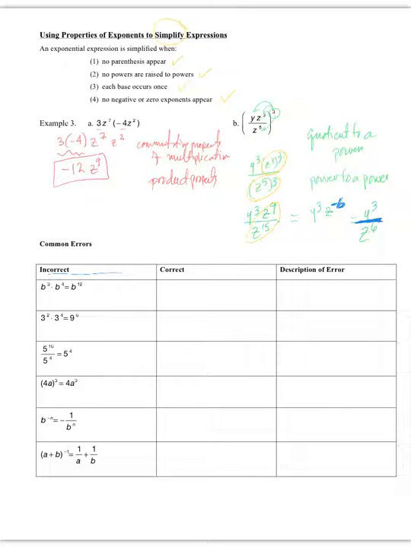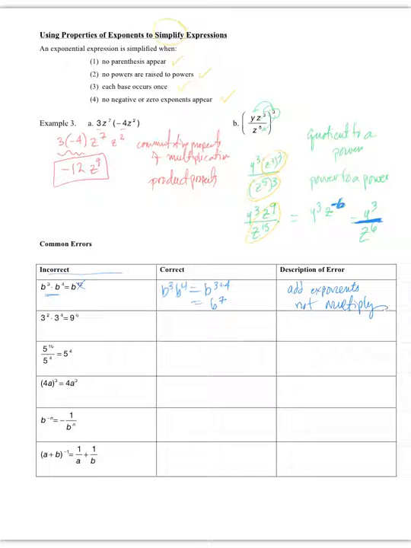In the first example, we see that we have a product of like bases. The product of like bases says we're going to keep the base and add the exponents. So this should be b to the 7th, not b to the 12th. The error was they multiplied the exponents instead of adding. We're supposed to add the exponents, not multiply, when we're multiplying like bases. Common error, make sure you don't do that.